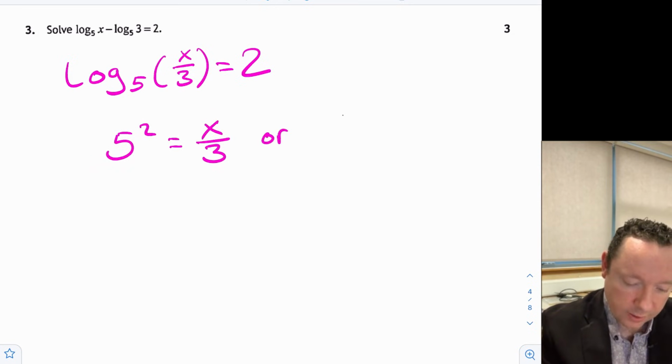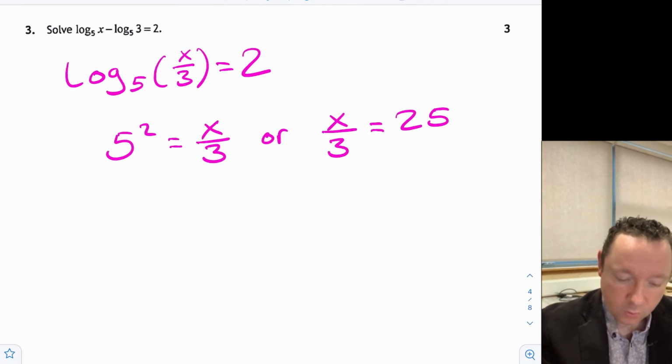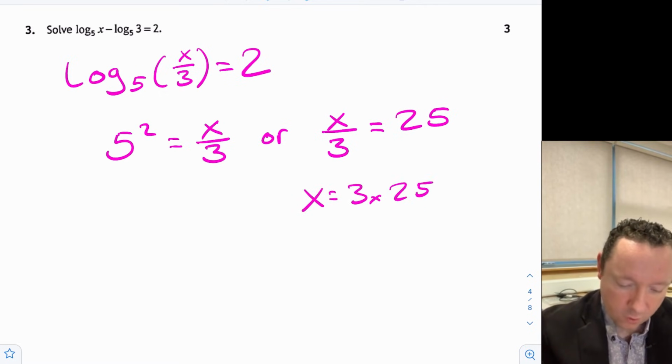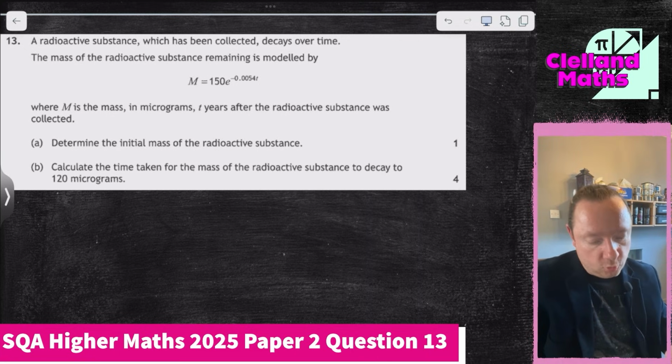Or, to write it nicely, x over 3 equals 25, 5 squared. X divided by 3 equals 25, so that means that x must be 3 times 25. So x equals 75, and we're done there. SQA Higher Maths 2025, Paper 2, Question 13.